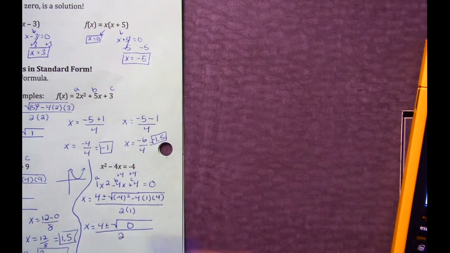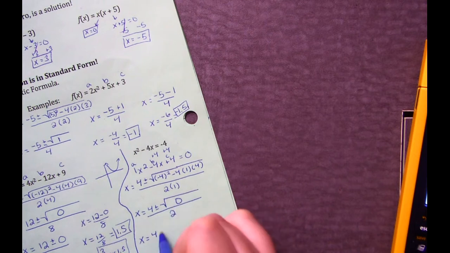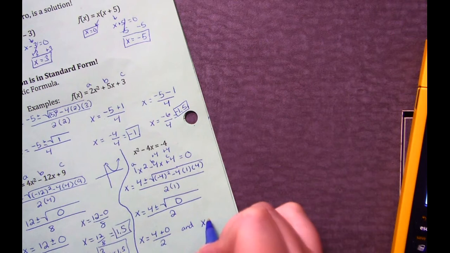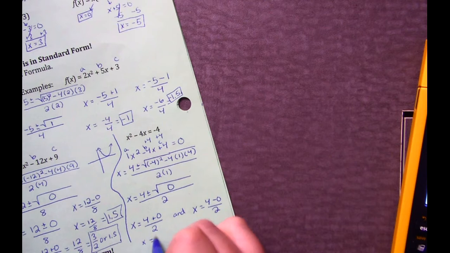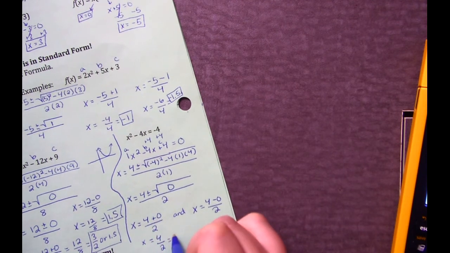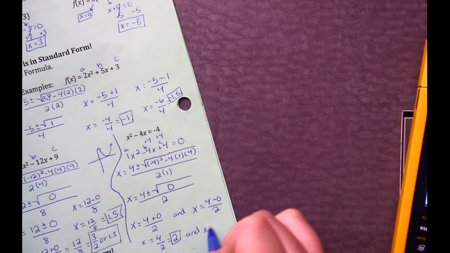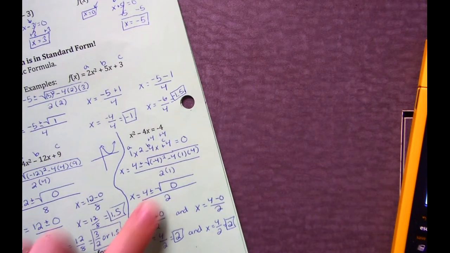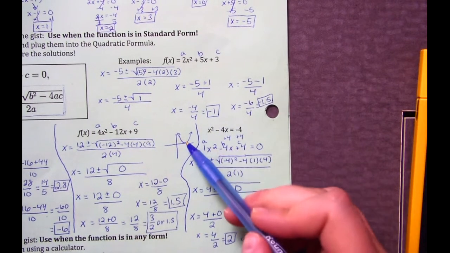All over 2 times 1 is just 2. So my two solutions are x equals 4, that's just 0, so plus 0 over 2, and x equals 4 minus 0 over 2. Well, that would just go away. 4 plus 0 is just 4 over 2, which is 2. And 4 minus 0 is also just 4, which is just 2. So if there ends up being a 0 underneath there, there really is just one solution. The parabola just touches at one place.